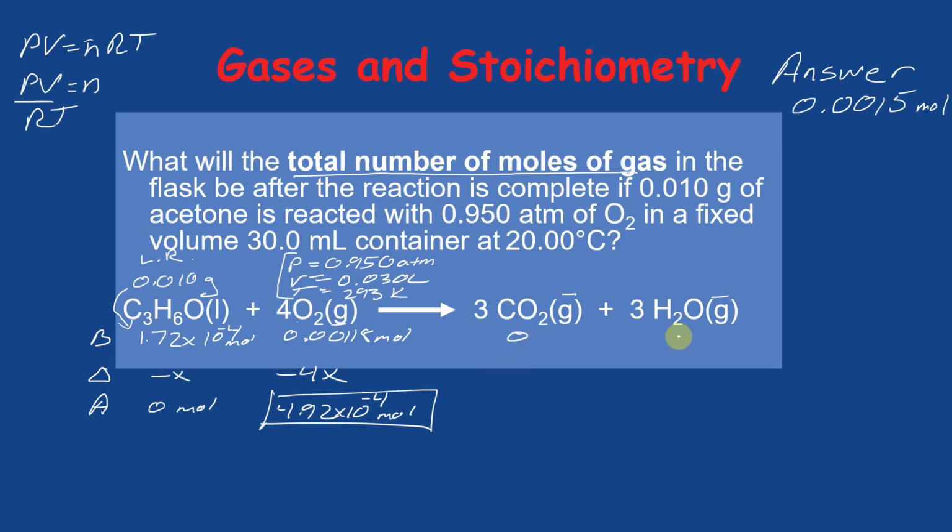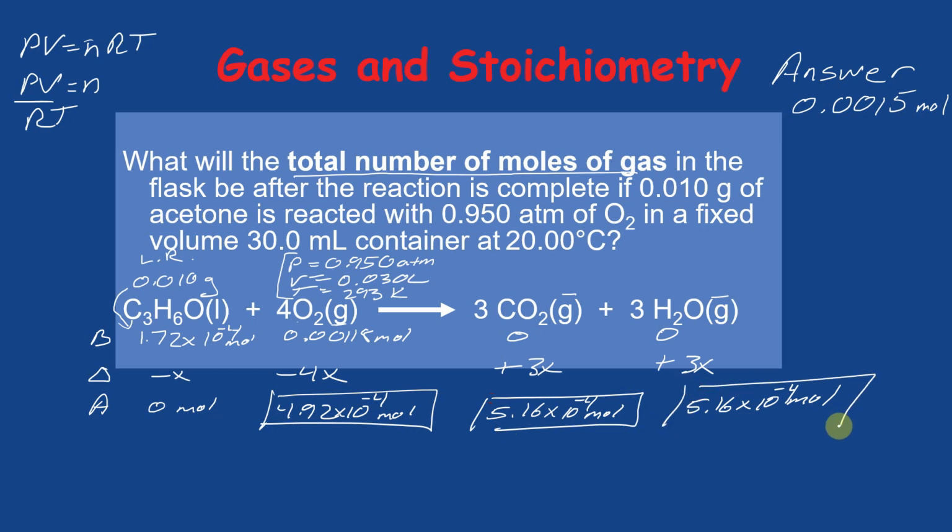And over here, these are both products. You start with 0. This one's increasing because it's a product. That one's increasing because it's a product. And based on what our x value was over there, I got 5.16 times 10 to the minus 4th moles for both of these. Now, those were gases that were products that will be floating around the flask. Of course, we have our excess reagent left over, and if you add those up, you should get the total number of moles.